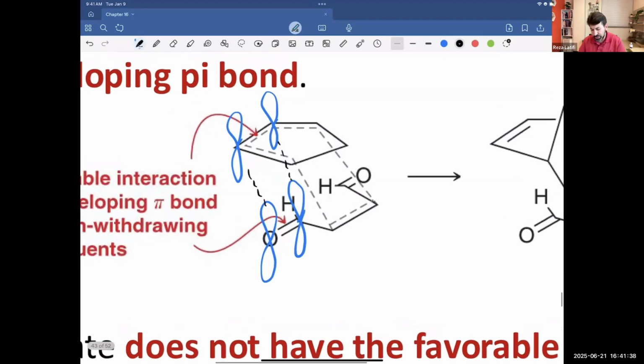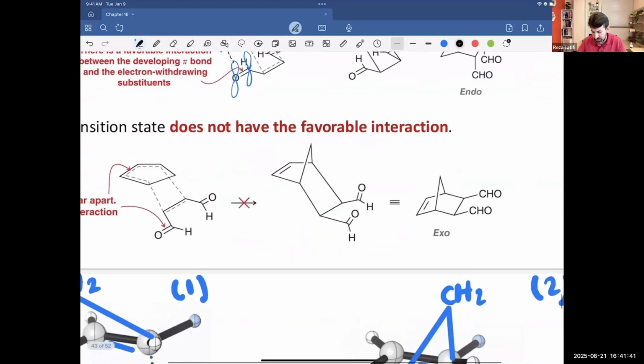But what will happen if we put them in exo position? If they are in exo position, and here is where we have the new pi bond, well, that's the place of our functional group with the p orbital, and as you see, they are way far from the double bond, so they're not going to really help the transition state.